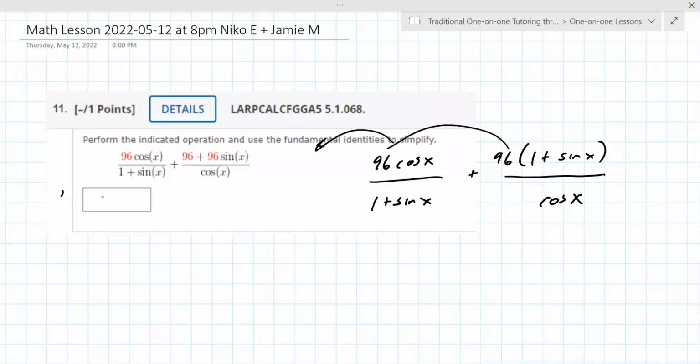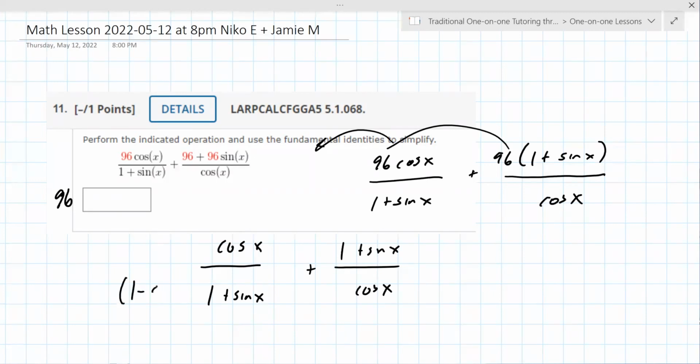So your answer is 96 times whatever we come up with for this other part, the cosine x over 1 plus sine x plus 1 plus sine x over cosine x. So I'm drawn to this 1 plus sine x. That's sort of the harder thing to deal with. So I'm going to multiply by the conjugate, and that's kind of a standard thing in these problems.